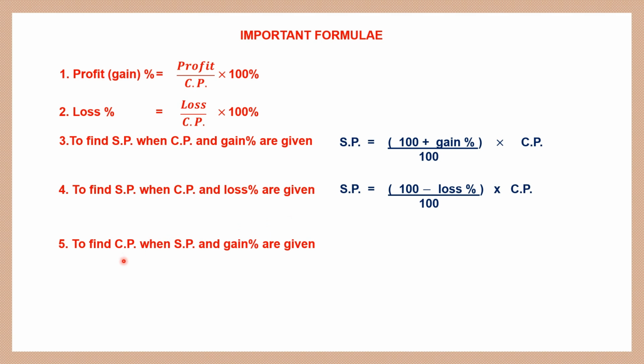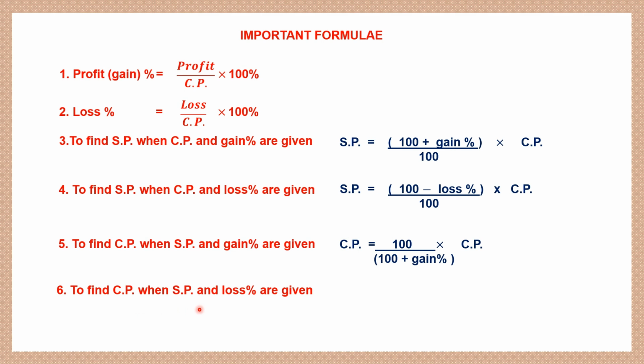Now, if we have to find cost price when selling price and gain percent are given, we say cost price equals 100 divided, this time can you see, divided by 100 plus gain percent into selling price. So here for selling price we had it in the numerator. To find cost price we have the same thing in the denominator. It's just the reciprocal of this formula. Then to find the cost price when selling price and the loss percent are given, we say cost price equals 100 divided by 100 minus loss percent into the selling price. So if you learn up these formulae, you can apply them whenever you need to.